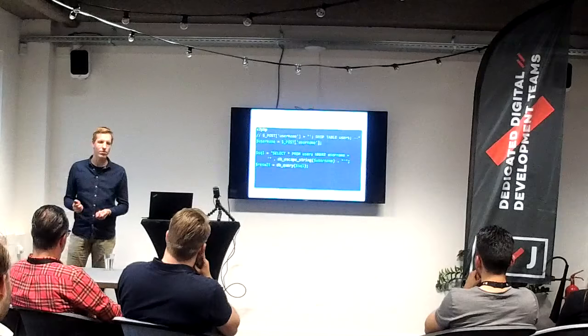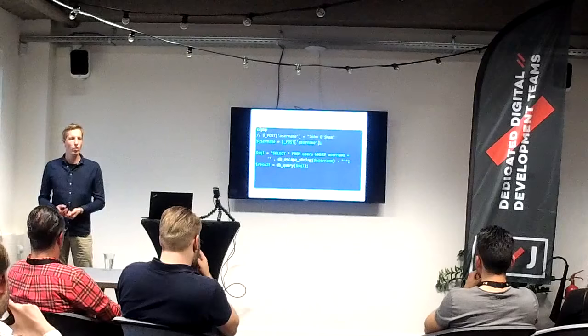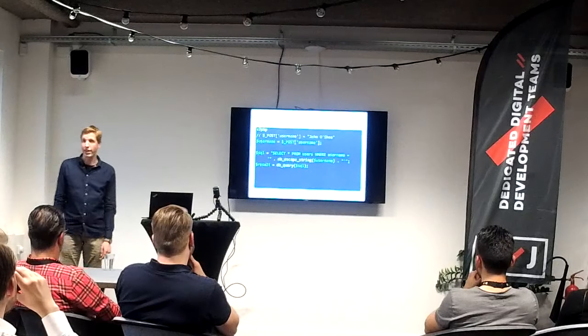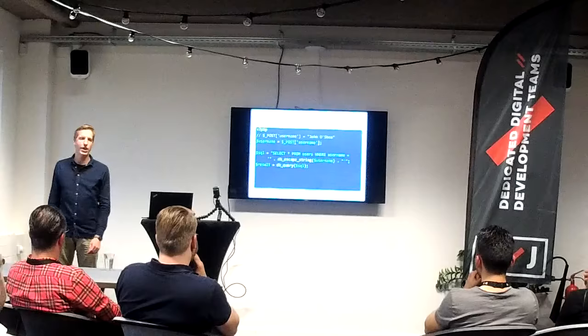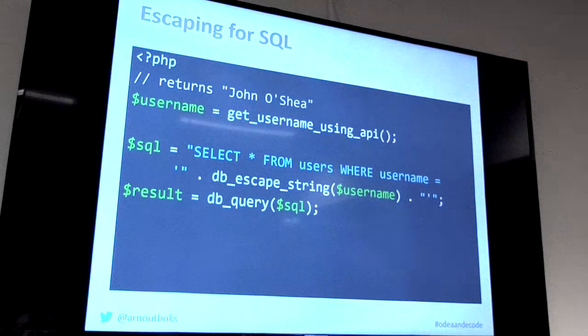But is this really related to malicious data? We could have a user that's called John O'Shea or something, or, well, think of another Irish name with an accent. It would break the query if we wouldn't escape it because of the quote in it. And it doesn't even have to be input that comes directly from the user. We could also have some code that gets a username from whatever API we use. It's not directly submitted by the user, but again, if this function for some reason returns the string John O'Shea, it would break our query if we didn't escape it.